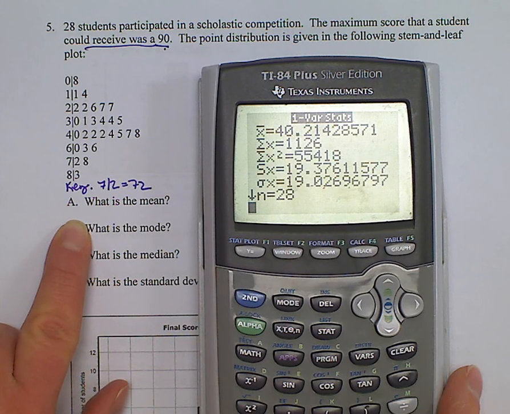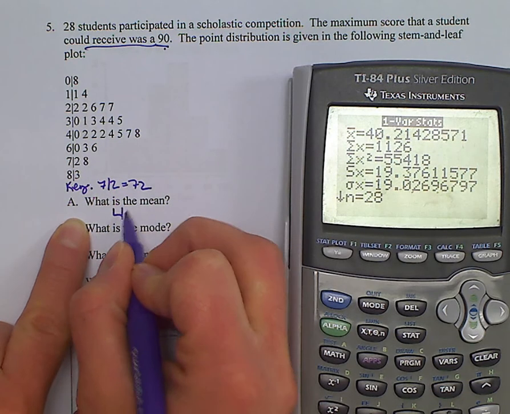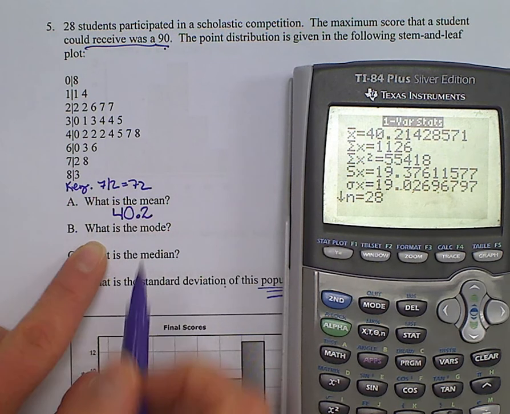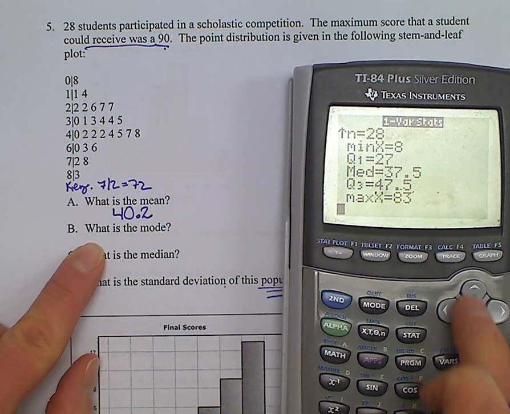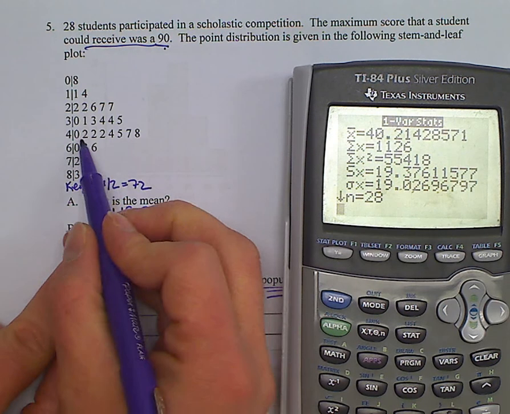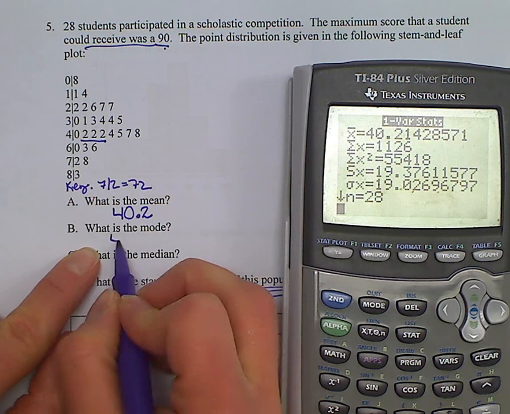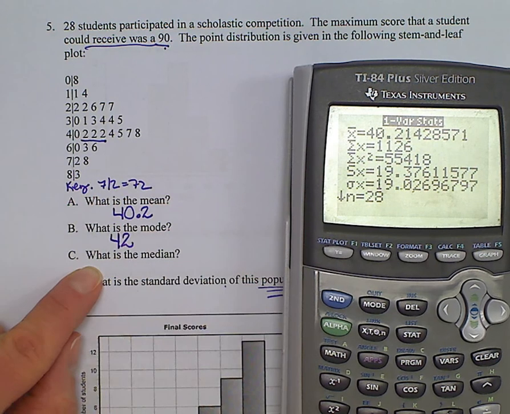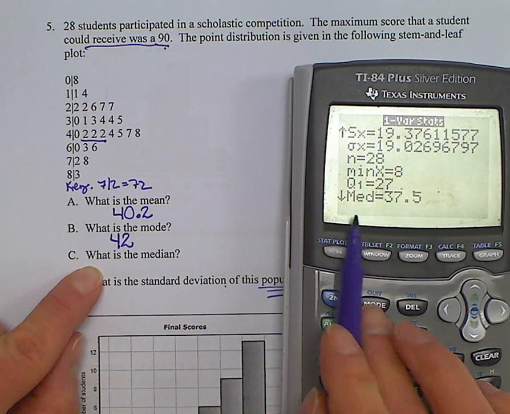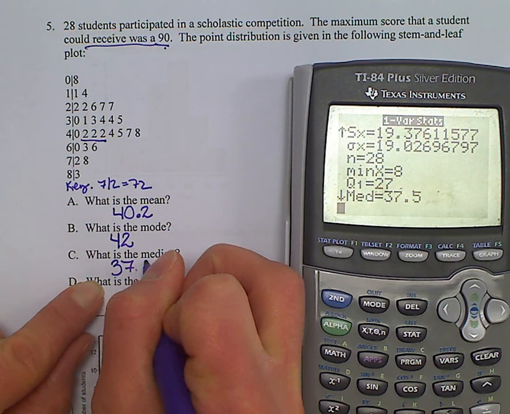So now I have my mean, that's X bar, so this is 40.2 approximately. The mode is not provided to us within this information in our one variable statistics. However, we can identify that 42 is the only number that repeats itself 3 times, and that is the most frequent that any number repeats itself. Now I can scroll down for my median in the one variable statistics. It's listed as MED, and it's 37.5.